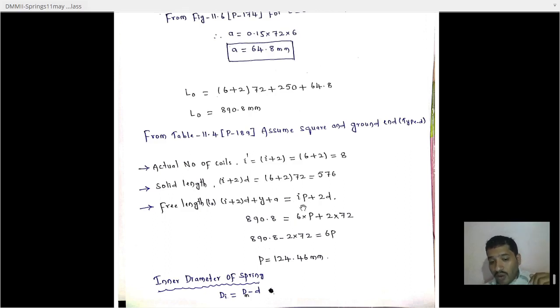We need to find the pitch, P as it is, plus 2 into D, how much? 72. If we move it toward the left side, 890.8 minus 2 into 72 equals 6 P. If we divide the whole value, 890.8 minus 2 into 72 divided by 6, then you will get the pitch as 124.46 mm.